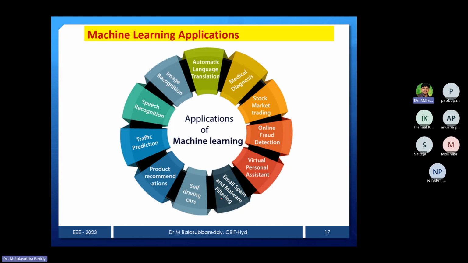Online fraud detection, like credit card defaulters. Some fraud transactions may take place sometimes. This also you can easily identify using machine learning.